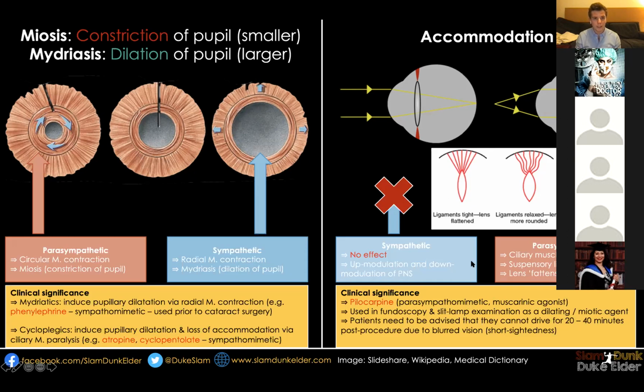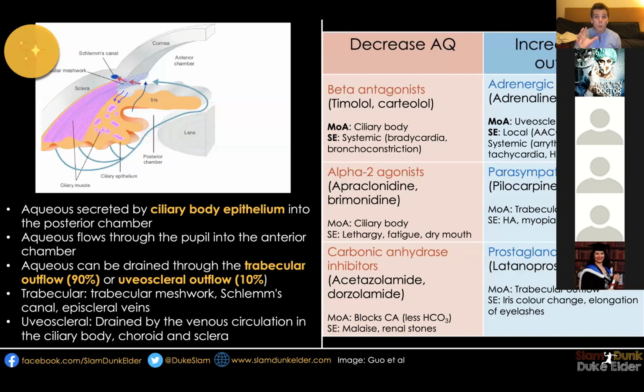So that's that. The autonomic supply of the eye is very high-yield information. So learn the exact autonomic supply of the eye.